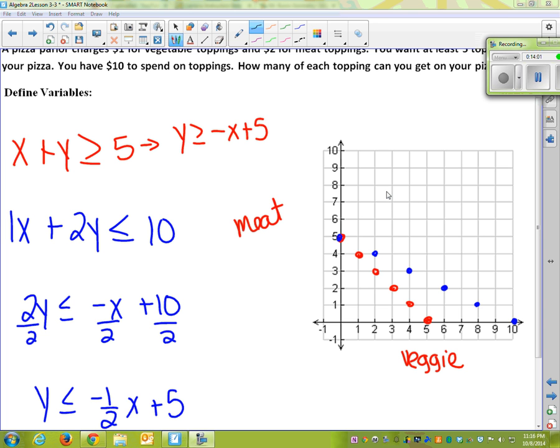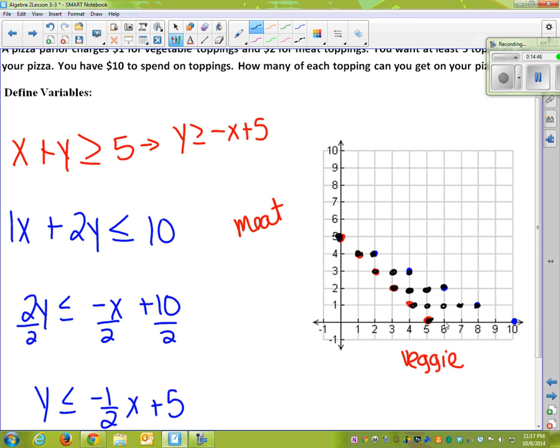Because this is an actual word problem, I'm going to talk a little bit about my solution. I need to stay below the blue and above the red line. However, I'm talking about toppings on a pizza. I can't really have half a topping. So when I do my shading, I'm going to stay on the whole numbered sections. I could have 5, 4, right here. I can stay within the region. So any of these whole numbers within my region represents a solution.